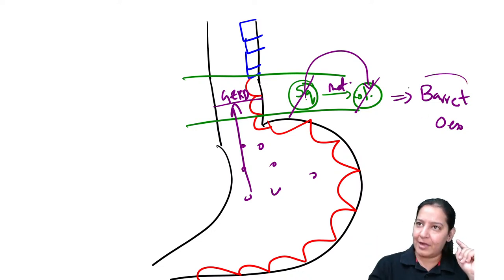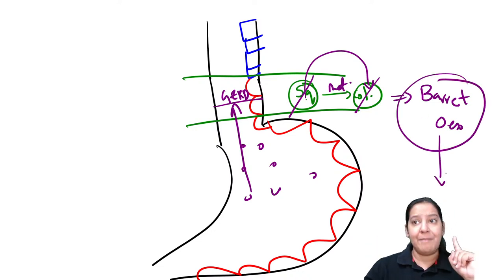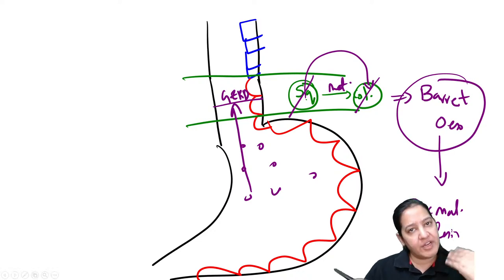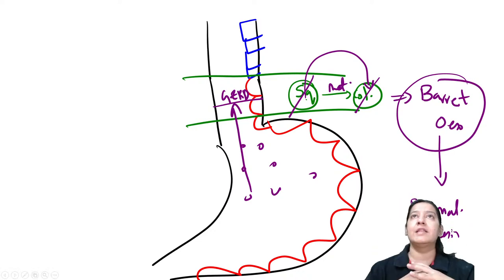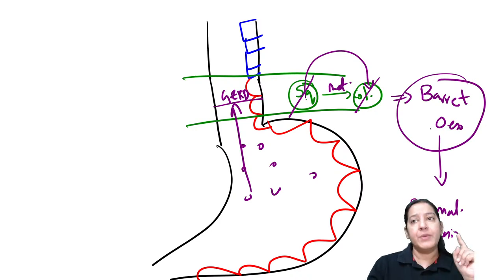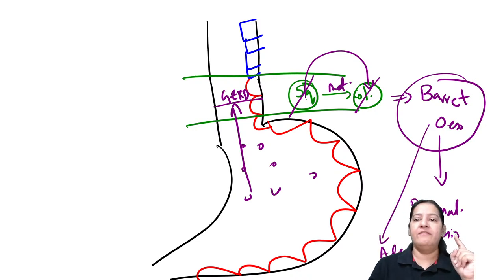The answer is that Barrett esophagus is a pre-malignant lesion. If you don't treat it now, it will get converted into malignancy. Which malignancy? There are two types of malignancies in the esophagus. It will lead to adenocarcinoma.